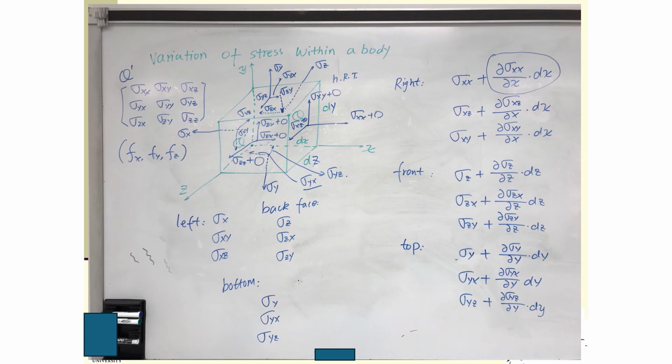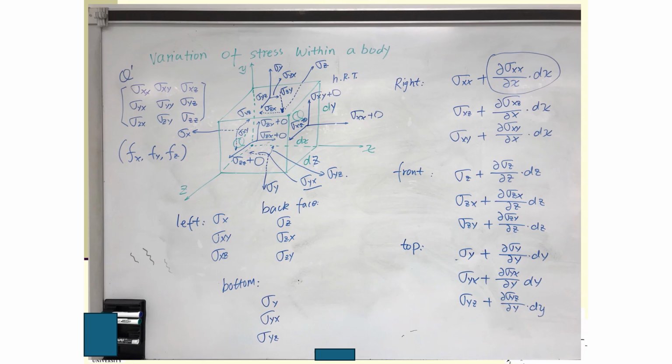Then these are the left, back, and bottom faces. Why do they have these kinds of components? Because these three faces are near the origin. However, for the right, front, and top faces, we will treat them as having a variation. For example, the right face is equal to sigma xx plus something.